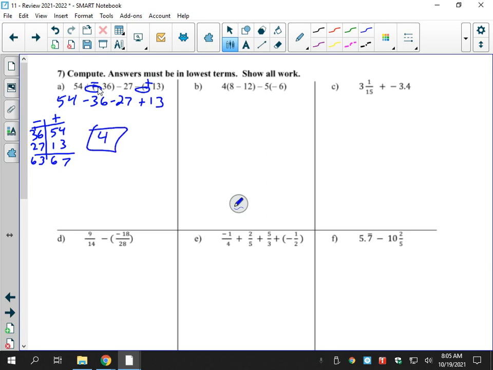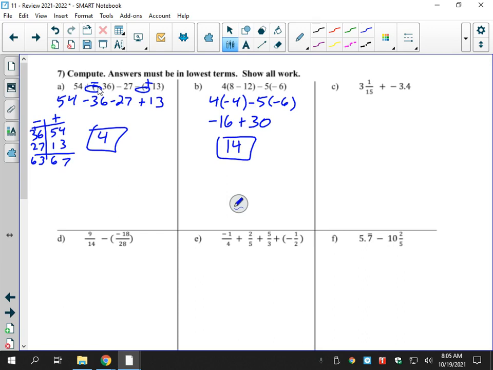Okay. On B, simplify inside our parentheses first. So that'll be 4 times -4 minus 5 times -6. Next we'll do our multiplication. So -16, -5 times -6, positive 30. -16 plus 30, positives win by 14.